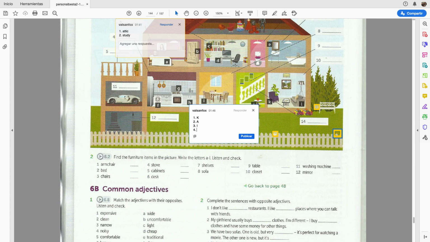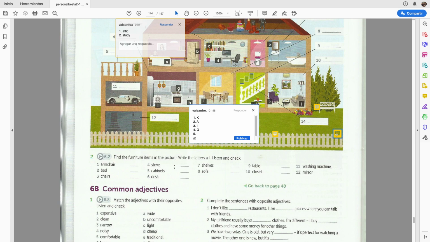Number four, we have stove. The stove, you find it in the kitchen, and that's letter G. It's the cooker, what you say, cocina, but not the room, the machine. This is a stove. Yes.